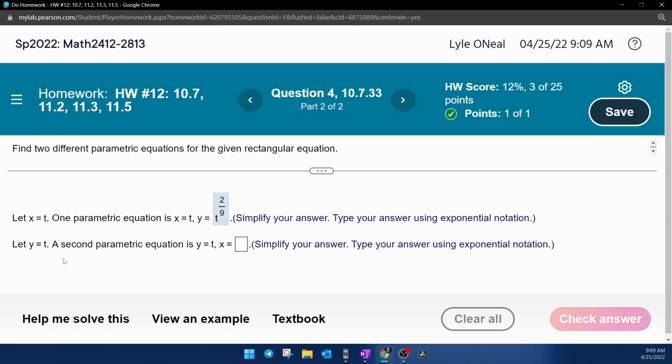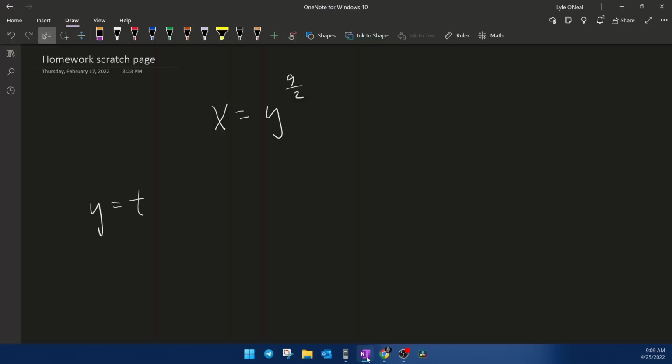We've got to do this a second time, but this time they say let y equal t. Now back to the scratch work. So this time we're going to say y equals t, which means I can replace y with t, and this is easy. Look, that's already got x by itself. I mean, good grief, that's done. Isn't that fun to have something that easy?